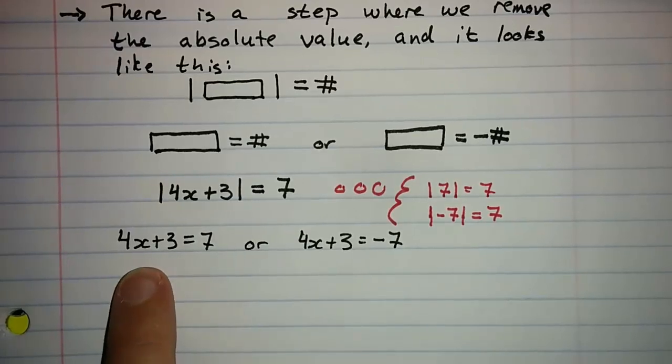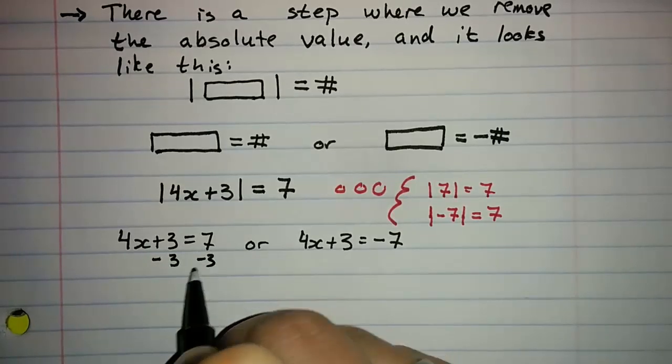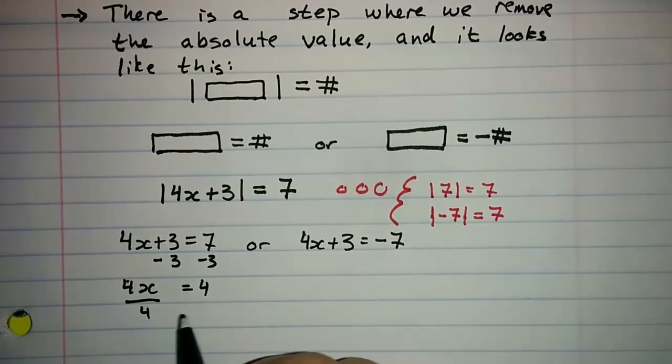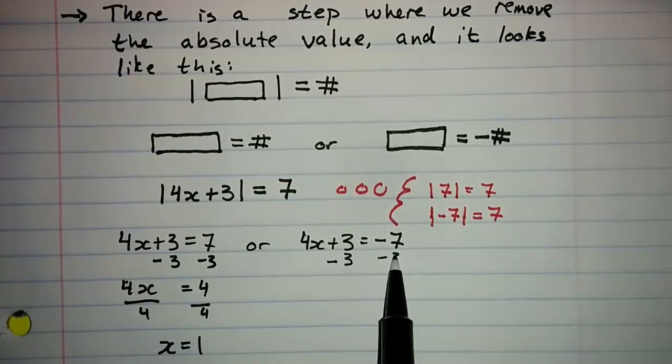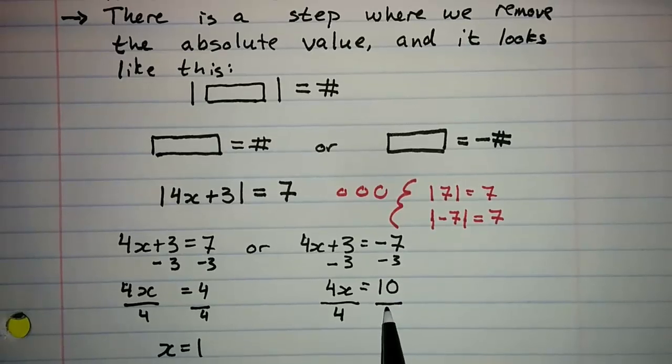Now what do I do to get a solution? Well, I take each of these equations and I solve it. Here I can subtract 3, 4x equals 4. Divide both sides by 4, and I get x equals 1. Here I subtract 3. I get 4x equals negative 10. Divide both sides by 4, and I get x equals negative 5/2, just reducing this fraction.